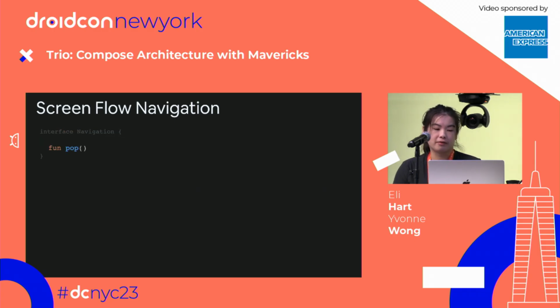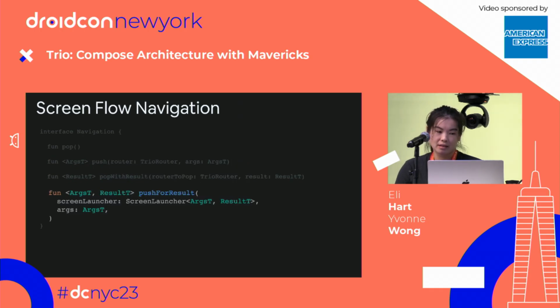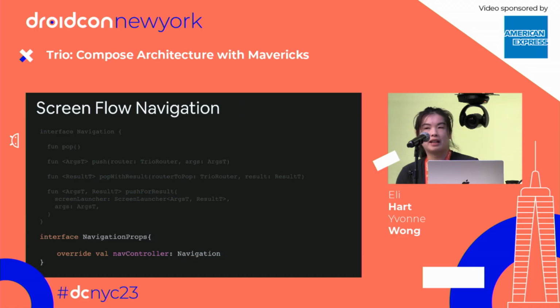Pop allows a trio to pop itself off of the navigation stack. If this is the last screen in the current navigation stack, then the ScreenFlow will be finished and will return to the previous navigation stack. Push allows a trio to push a screen on top of the current navigation stack and initialize it with starting args. Push for result allows registering a screen launcher with a callback for when pop with result is called. Navigation props is the standard props interface for providing the ability to push and pop screens in the navigation stack. By default, when a trio is shown in a new activity, it is automatically wrapped in a screen flow so that it has access to these standard navigation calls.